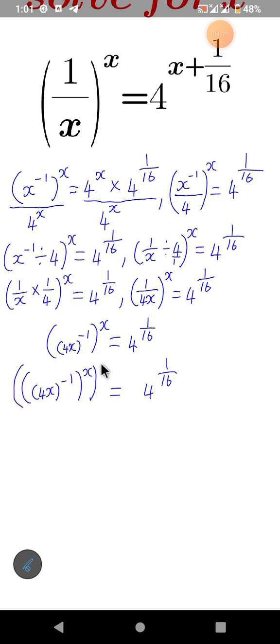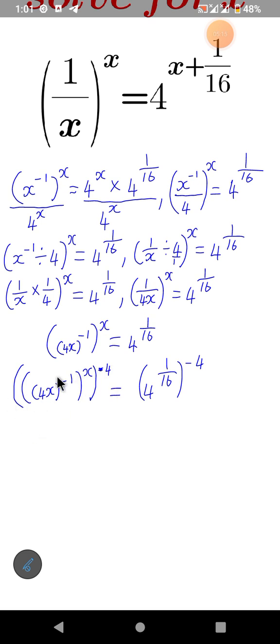Now I'm raising this side to the power of what? Minus 4. Then also this right hand side, I'm going to raise it to the power of minus 4. Now, my next step will be to multiply all the powers together. So that's minus 1 multiplied by x multiplied by minus 4. So that will give us what?